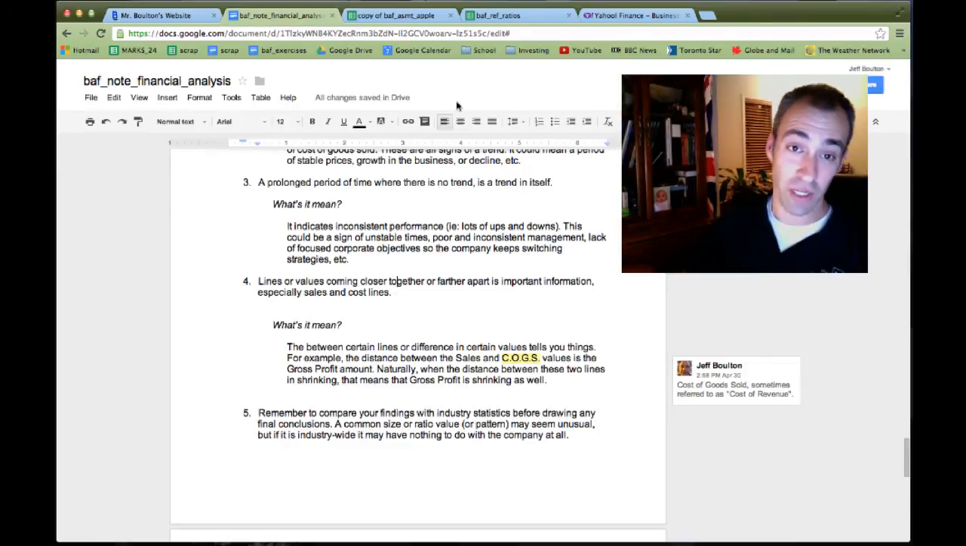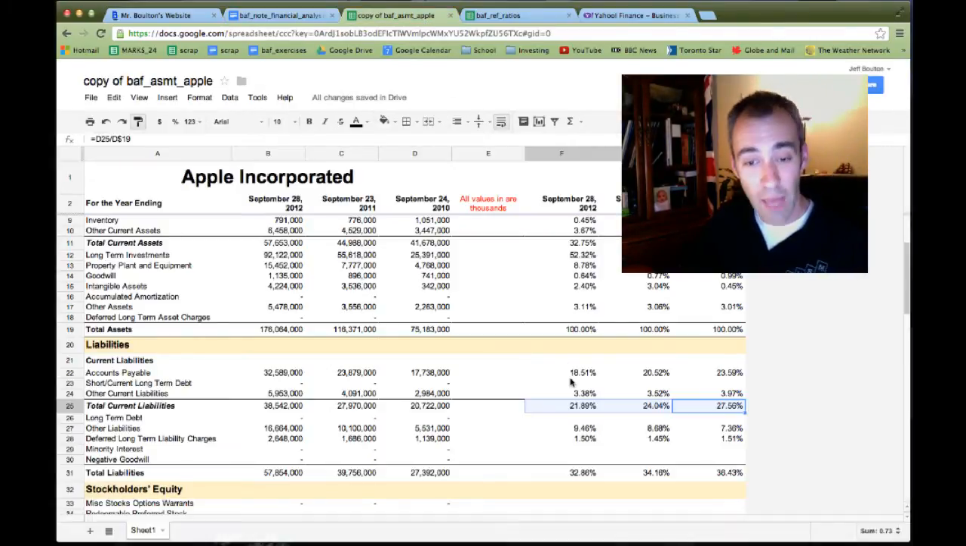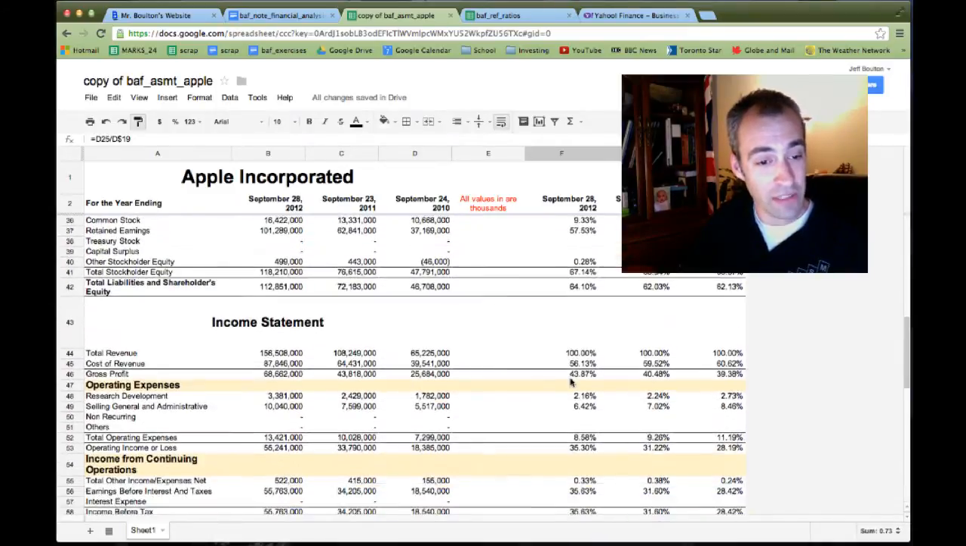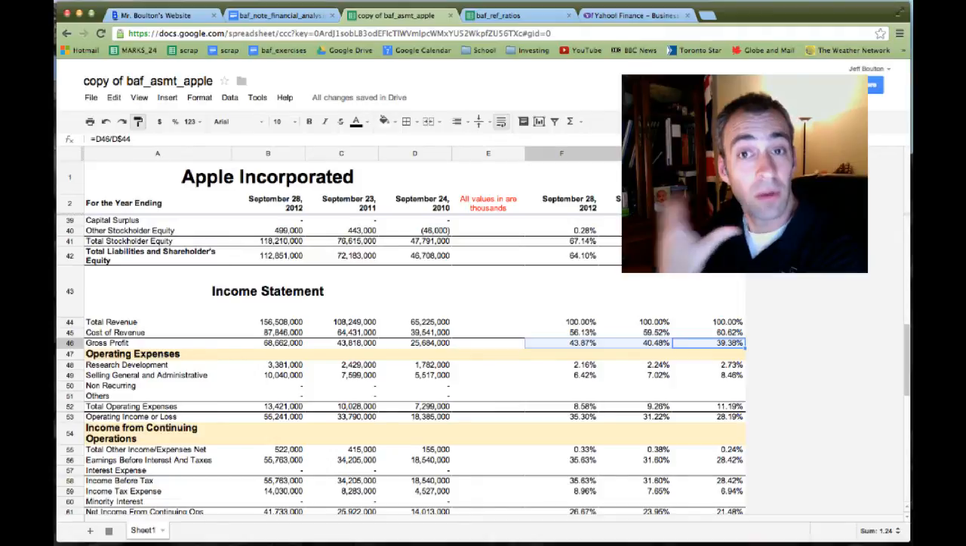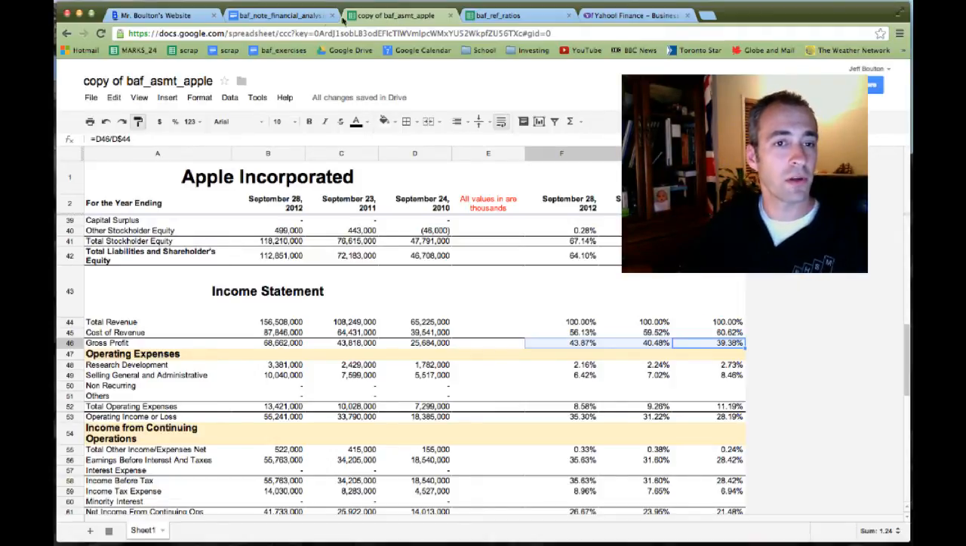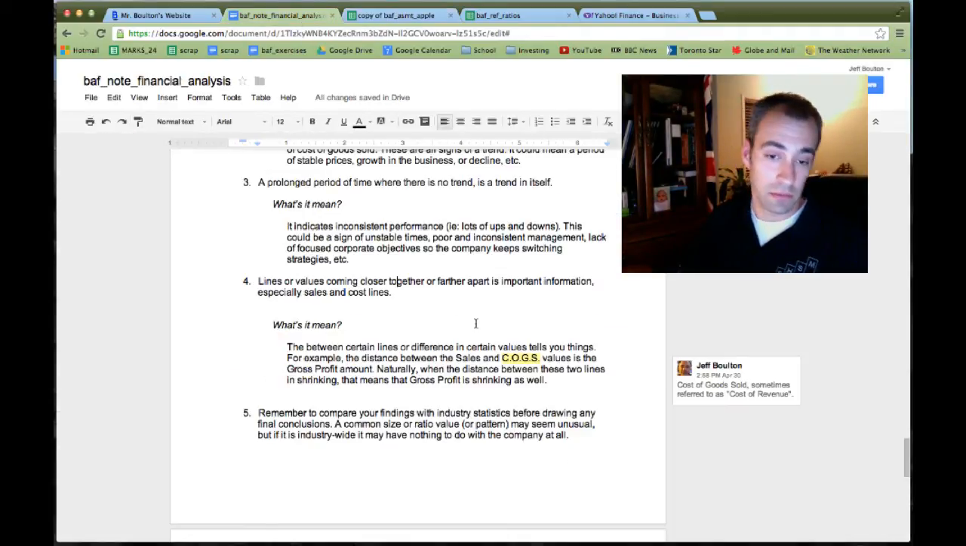And as I've already pointed out, if we go here to Apple, to their income statement down below, the opposite has happened during this period of time, right? Its cost of revenue has gone down, which means its gross profit has gone up over those 3 years. Okay, so last point. Let's go back to our note. What do we got? Well, number 5.